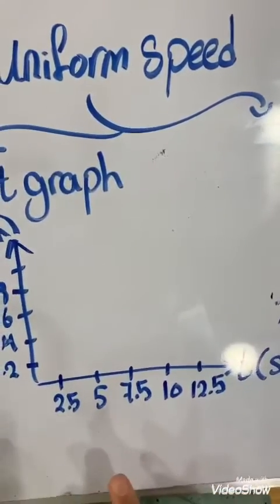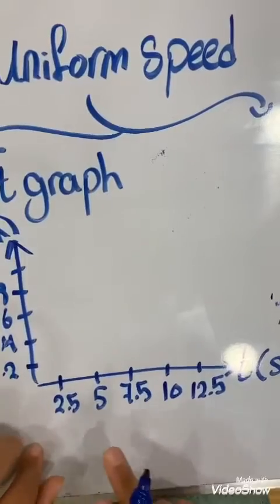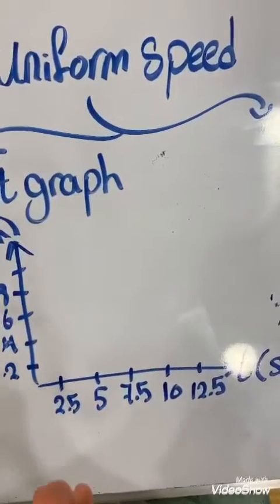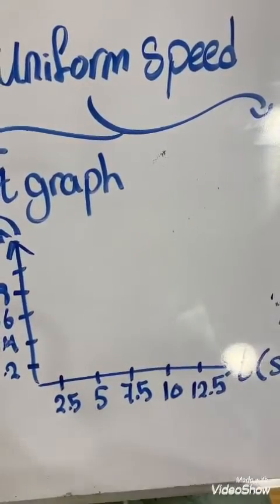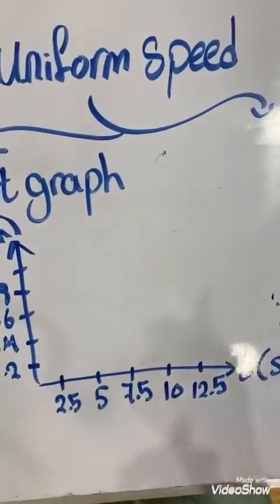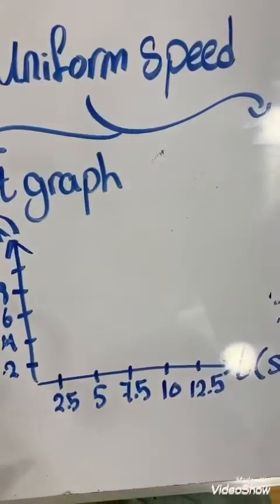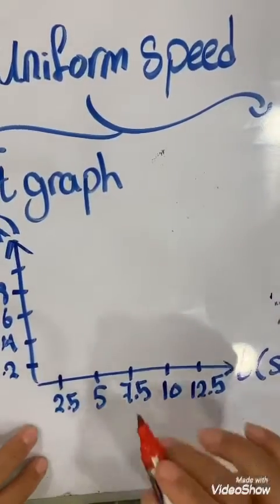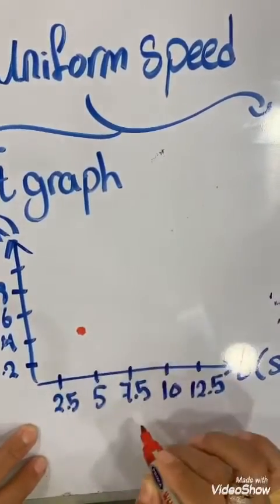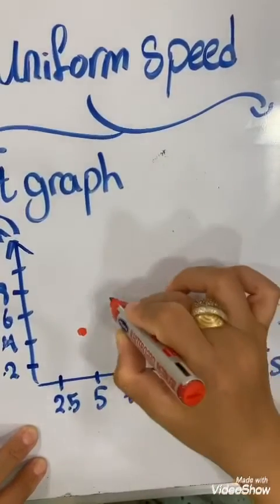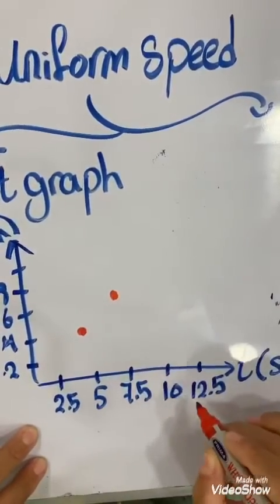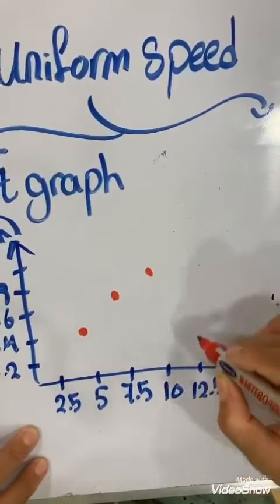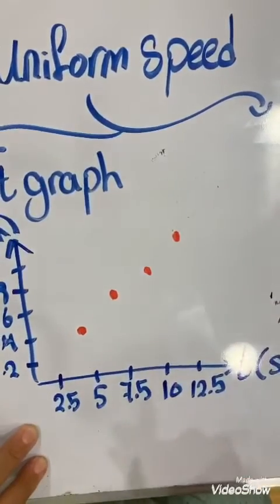Right. Why did I choose 0.2, 0.4 here and 2.5, 5, 7.5 here? That's because of the table. The numbers which are given to me are like this, so I have to put them in the easiest way. So now let's put the points. 0.4 and 5 seconds. 0.6 and 7.5. And 0.8 at 10 seconds and 1 at 12.5 seconds.